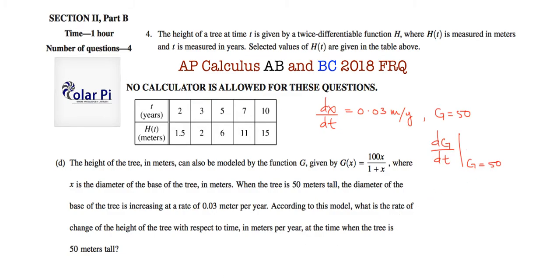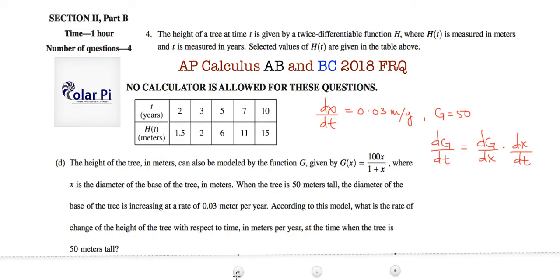Now, notice first that dg/dt is equal to dg/dx times dx/dt. And we know what dx/dt is when g is 50. Not when t is 50, but when g is 50. So we know dx/dt when g is 50, and it's equal to that.